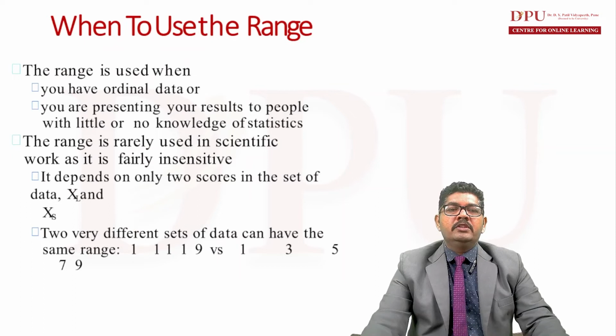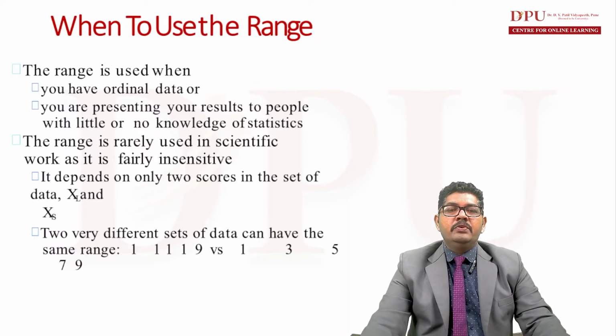When to use the range? The range is used when you have ordinal data, or you are presenting your results to people with little or no knowledge of statistics. Ordinal data means the data which is arranged according to priority, according to rank. And when you are presenting your result to people who do not understand statistics, in that case you can use range as a measure of dispersion.